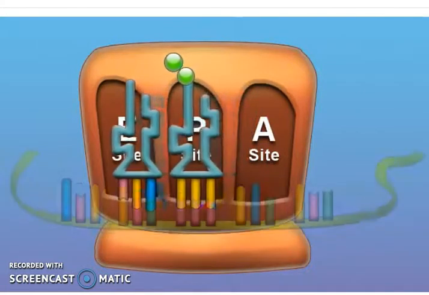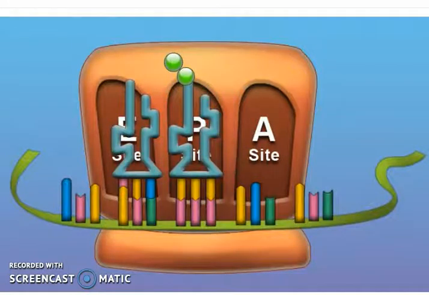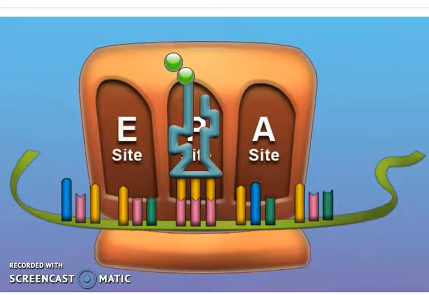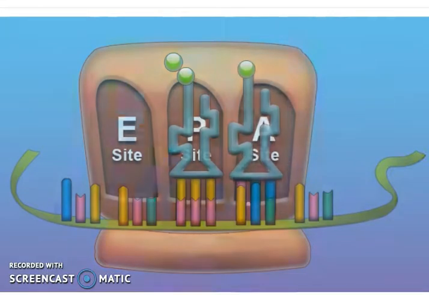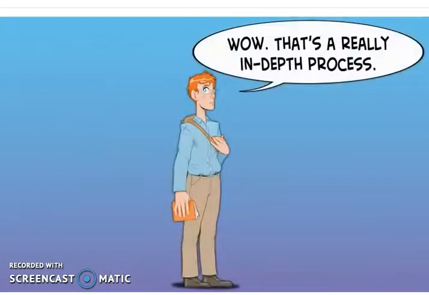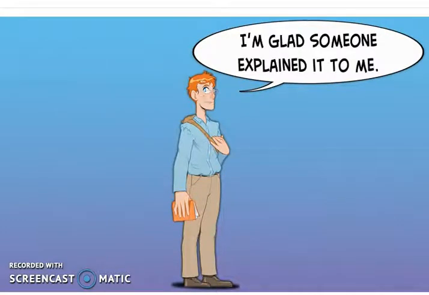The transfer RNA that was in the P site is now in the E site, and the transfer RNA that was in the A site is now in the P site. The transfer RNA in the E site doesn't have an amino acid attached anymore, so it is released. This process also opens the A site to accept the next transfer RNA. This shifting and adding continues until the ribosome reaches the stop codon, signaling the end of the protein synthesis.